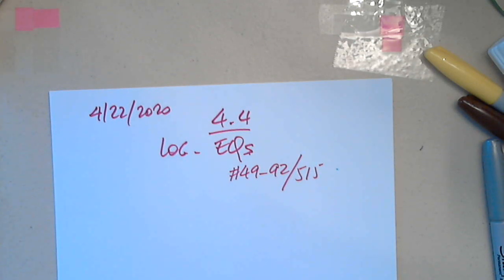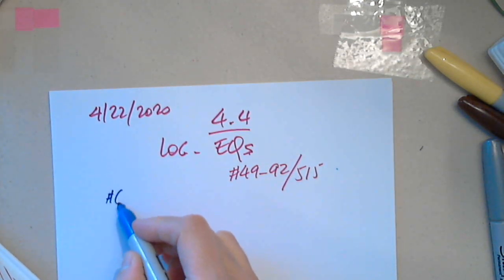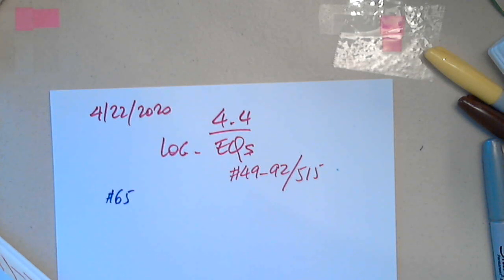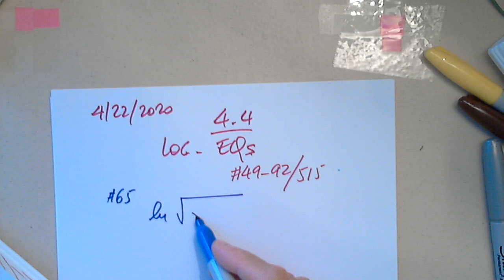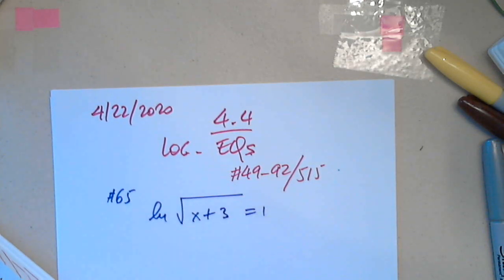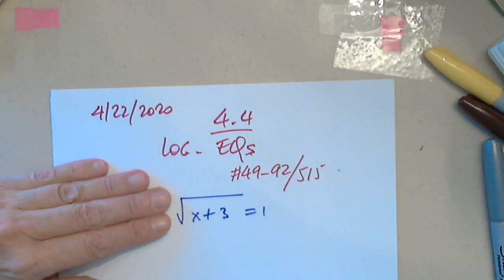Did we already do 65? Which one? 65. 65, perfect. I don't think we did one with a square root in it. Very good. So let's look at 65. Natural log of the square root of x plus 3 equals 1. Very good. So a quick refresher.